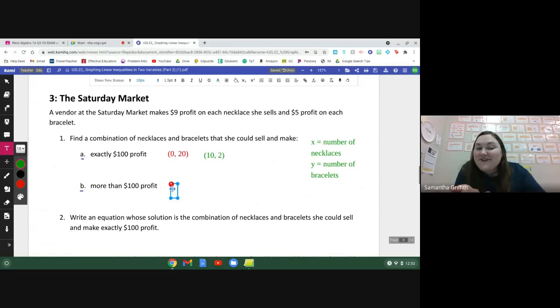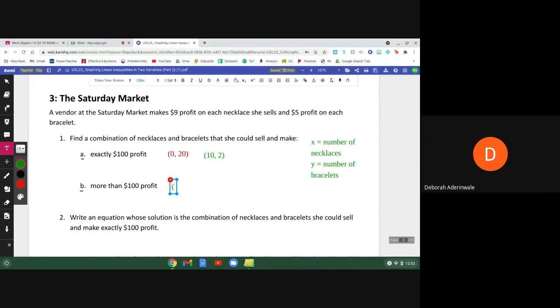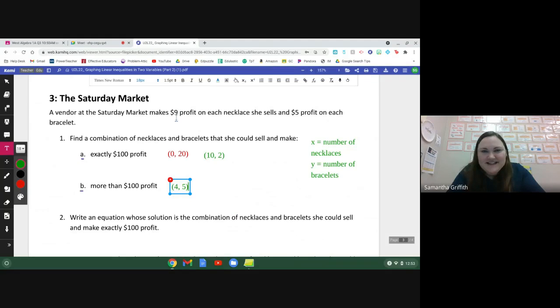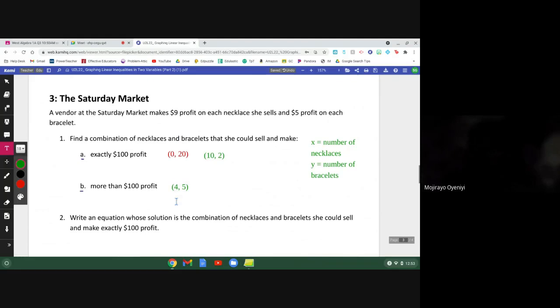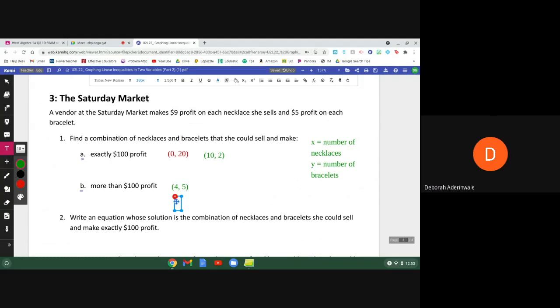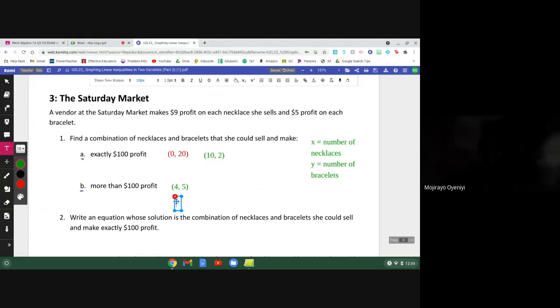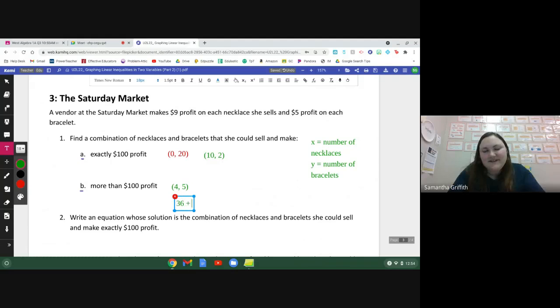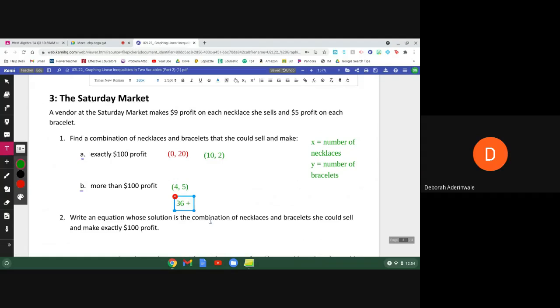So what about more than $100? Mojiro, you might have one for us. So that can be 4, 5, like the one Mujiraya said before. Let's just check. 4 necklaces is how much money? 4 times 9 is $36, and then 5 times 5 is 25. Oh, no, that's not going to work. It's less than $100.